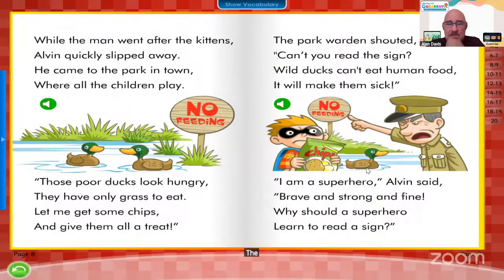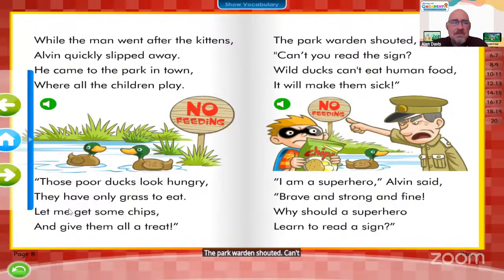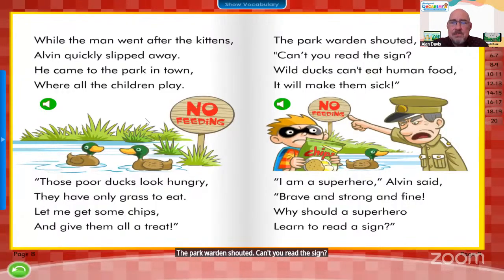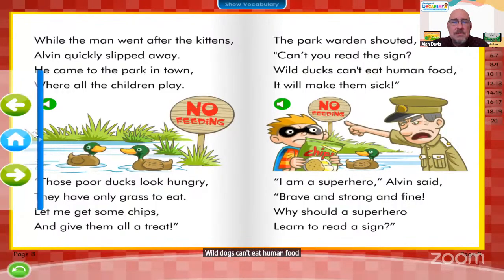The park warden shouted, "Can't you read the sign? Wild ducks can't eat human food. It will make them sick."